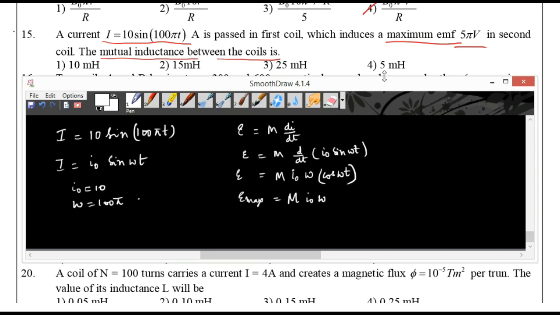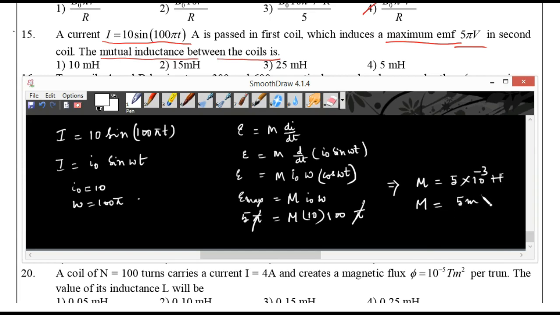This E max value is 5 pi volt. So this is 5 pi, that is equal to M into I naught value is 10, omega value is 100 pi. This pi gets cancelled. This is 10 power minus 3. So that gives us M is equal to 5 into 10 power minus 3 Henry. So this is M is equal to 5 milli Henry. That's our answer for this.